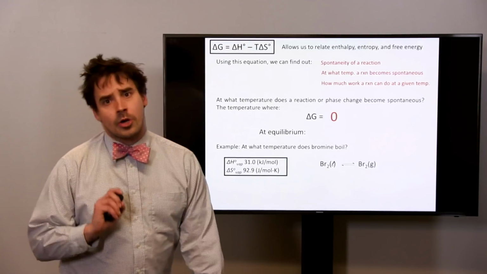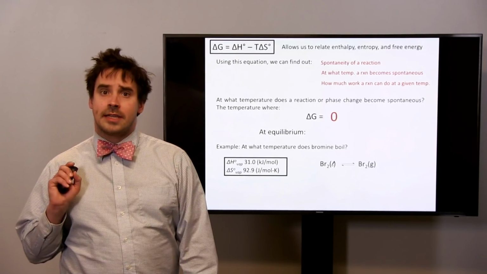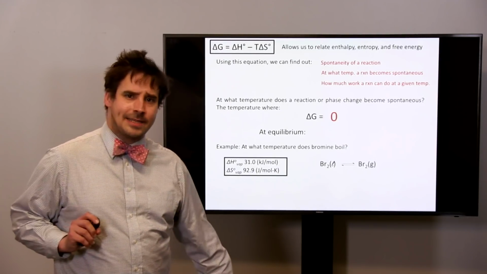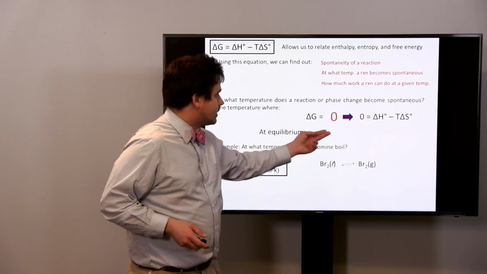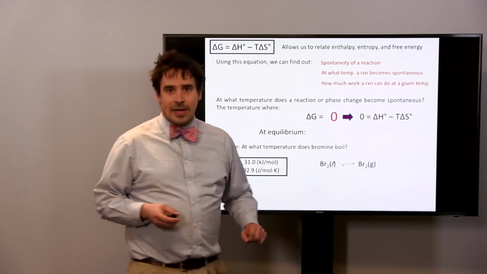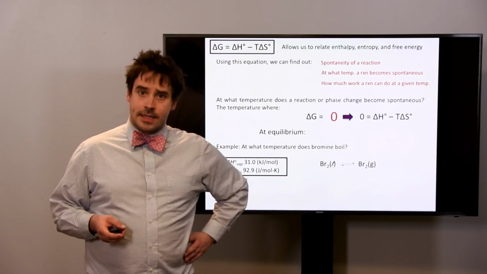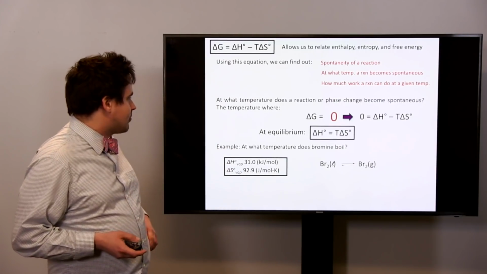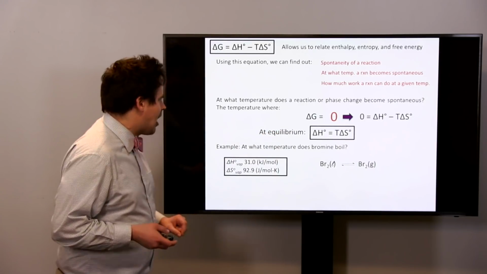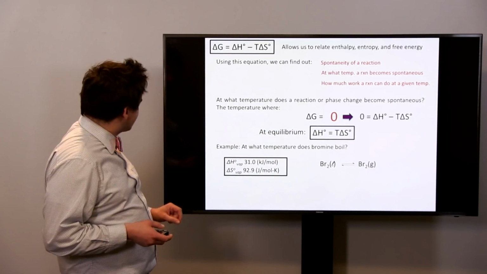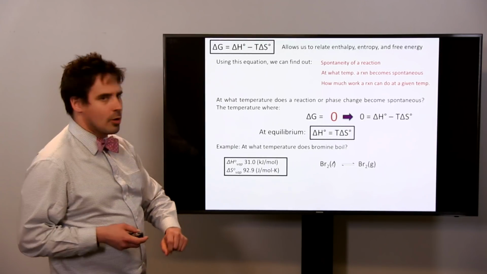And that's specifically what we're going to utilize here to figure out the temperature where a reaction becomes spontaneous. So what we can do is plug in 0 for our delta G, and set that equal to delta H minus T delta S. With a little rearrangement, we get this powerful equation here. So how can we use it? Well, let's explore right here with at what temperature does bromine boil.